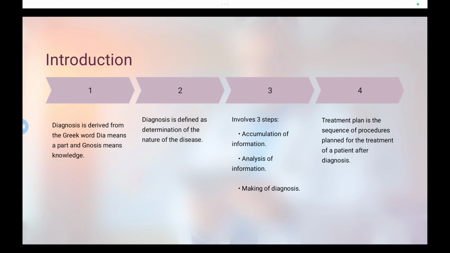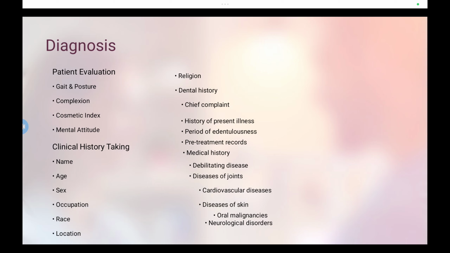Next, the treatment plan is the sequence of procedures planned for the treatment of the patient after diagnosis. Both diagnosis and treatment planning are important for the success of the result. Diagnosis involves patient evaluation. Patient evaluation considers gait and posture of the patient, complexion, cosmetic index, and mental attitude. This we will further discuss in elaboration.